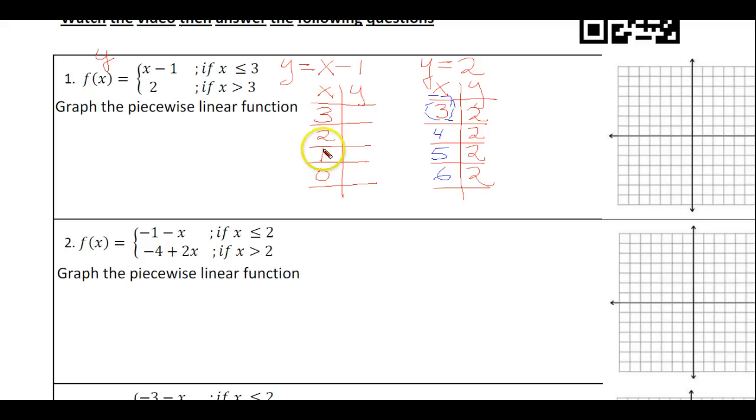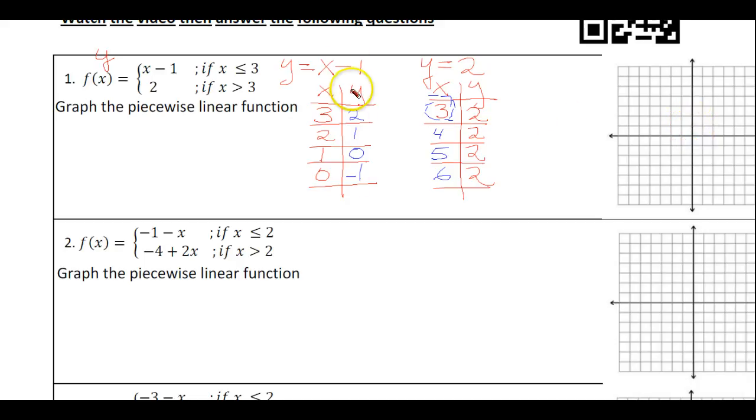So let's do this one and fill in these points. So we have here x is 3. 3 minus 1 is 2. 2 minus 1 is 1. 1 minus 1 is 0. And if x is 0, minus 1. So now we're going to put this into our graph.